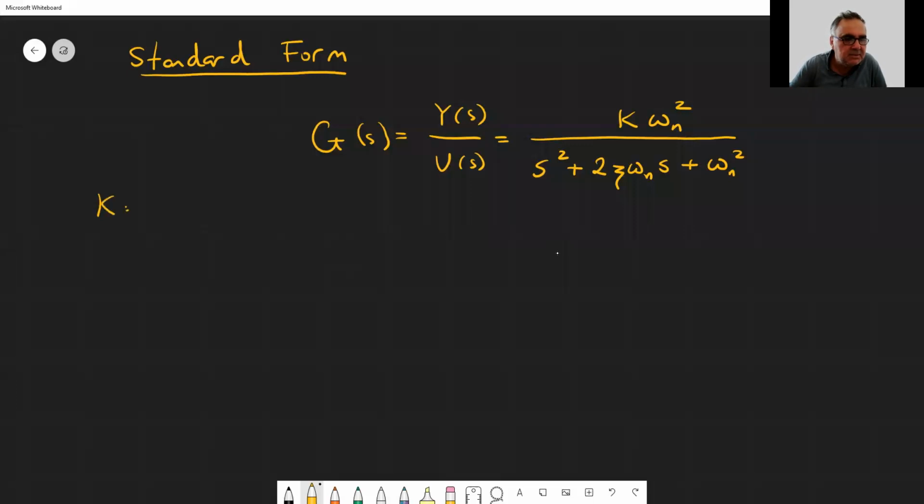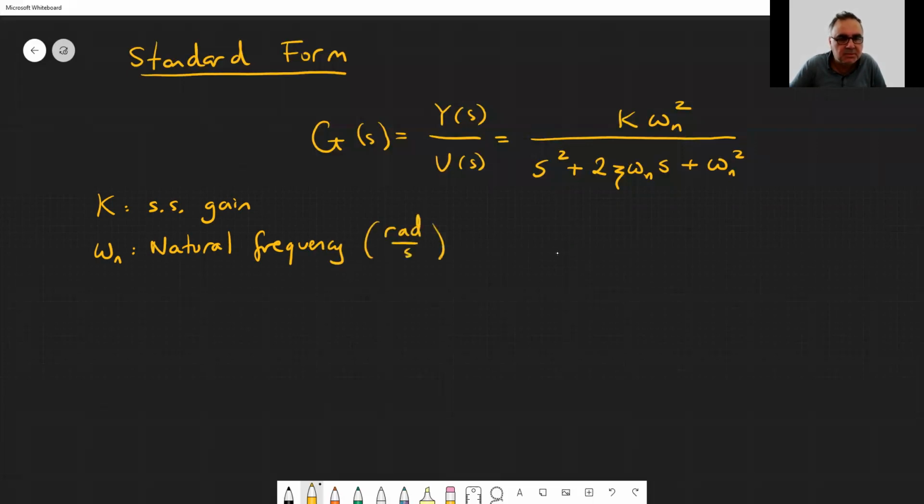K is, again, the steady state gain, as before. We have now two different parameters. Omega n is the natural frequency of this system, whose unit is radians per second. And then you have the damping ratio, zeta, which is unitless.